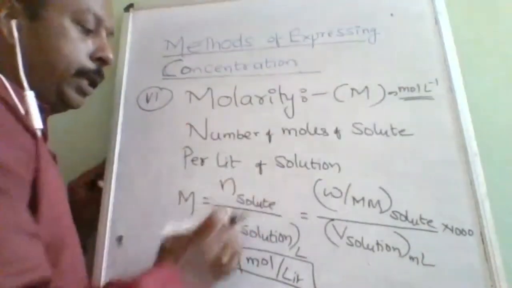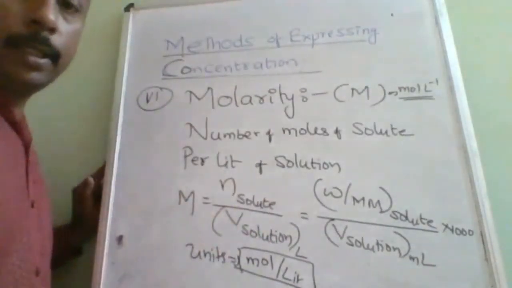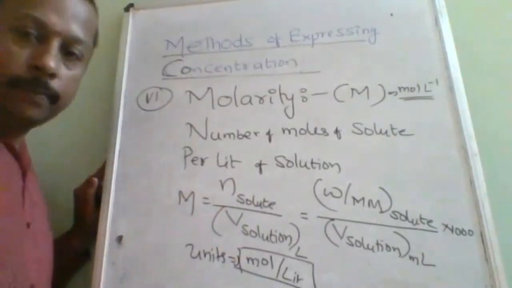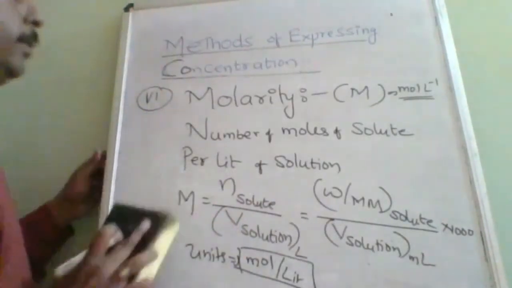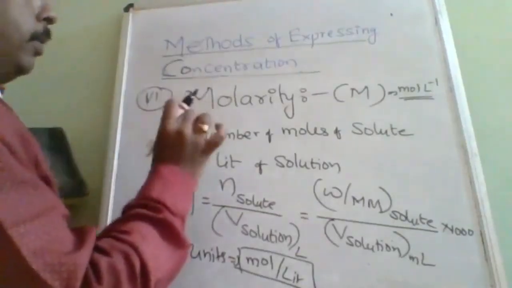Definition, denotation, unit, and two formulas. Is it understood now, everybody? Very good. Mole liter inverse. Good. Now see every small word.